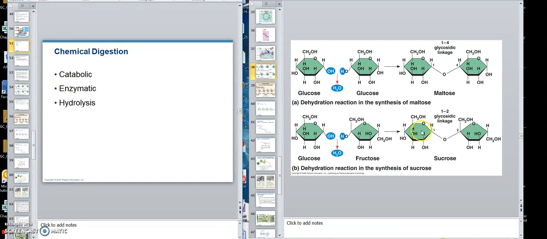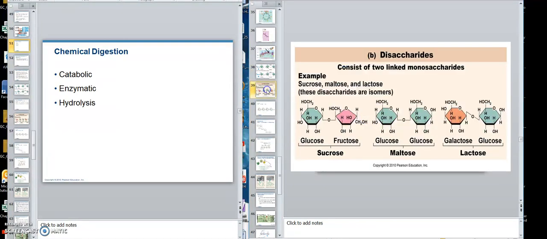Table sugar, sucrose, is glucose covalently bonded to fructose. So we're showing what you have to break apart. Maltose would be in breads and beers. Sucrose is table sugar. Here are some disaccharides: sucrose, maltose, and lactose, in milk, which is galactose bonded to glucose.